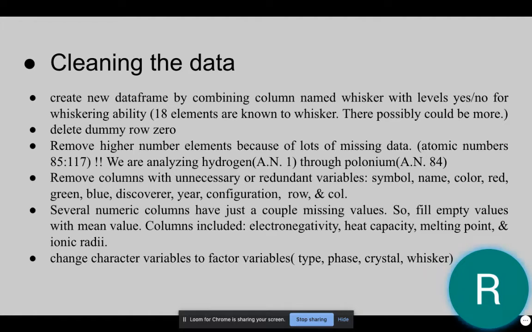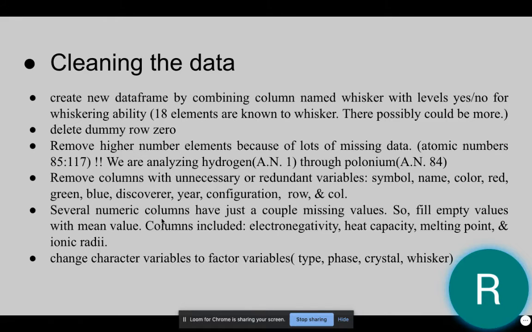So I had to remove some columns with some unnecessary redundant variables: symbol, name, the colors red, green, and blue, who discovered it, the year, the configuration, the row, and the column. I wanted to keep configuration in there, but it's kind of a strange variable to study. It's neither numerical nor categorical. It's kind of weird, so I left it out.